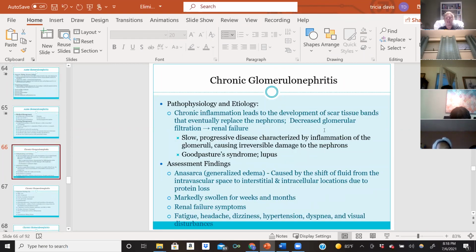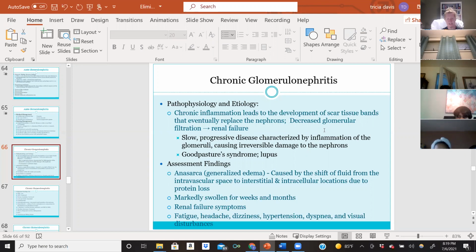So then we have chronic glomerular nephritis. So this is chronic inflammation that is going to, over time, lead to the development of these bands of scar tissue. That scar tissue eventually replaces all the nephrons. As a result, we're going to see decreased glomerular filtration, which is eventually going to lead to renal failure. This is a very slow progressive disease. We see that the glomeruli are inflamed, and it's going to cause those bands of scar tissue to develop in place of the nephrons.